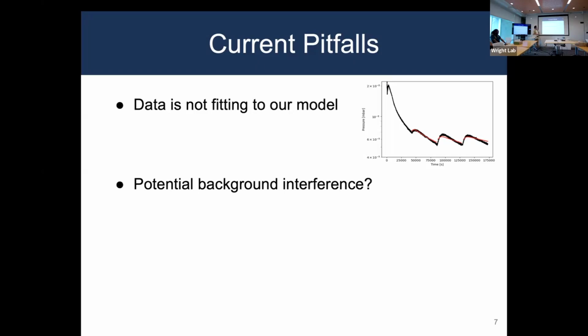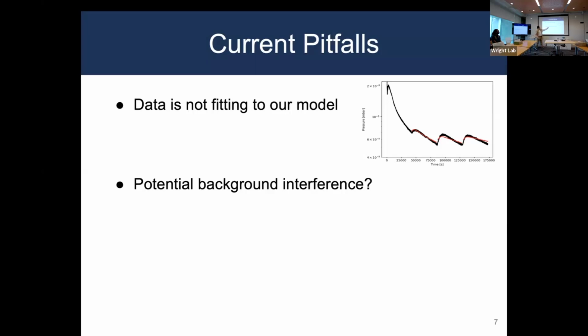So one of the first thoughts we had was maybe there's potential background interference in our data. To go back and explain what this graph is, when we put a sample inside the chamber, we take the pressure down, and we have something called a residual gas analyzer that takes the partial pressure of the chamber at the increments of time that we give it. So basically we can see the pressure of the sample either increasing or decreasing within our chamber as we raise the temperature, which is at each of those humps.